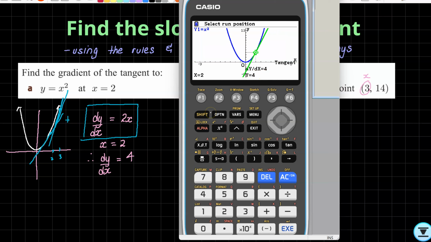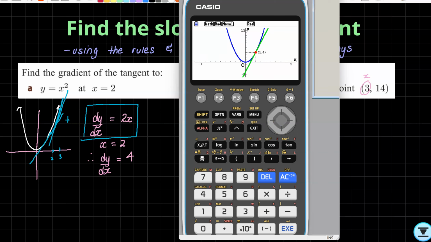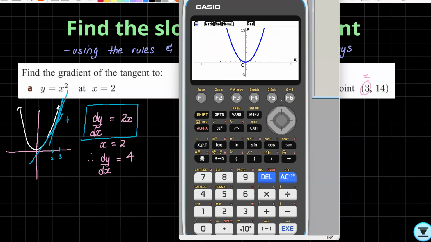And you can actually see it, and that's really good. If you press enter again, it gives you the equation of the tangent, and that's something that you will use a little bit later on. But I find that's really good. Okay, now to get out of that, press exit, draw. Oh, it still comes up. So if you go in, select, deselect, and draw, it's disappeared.